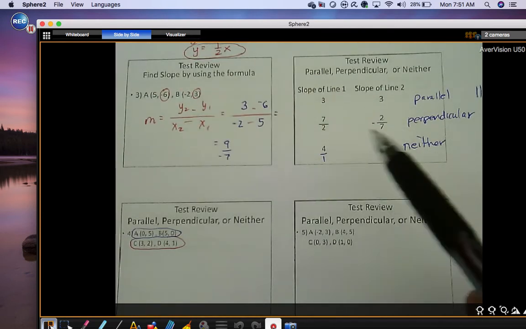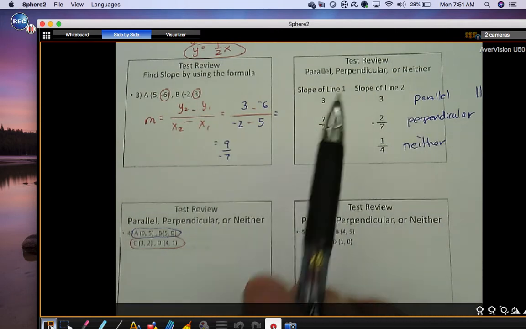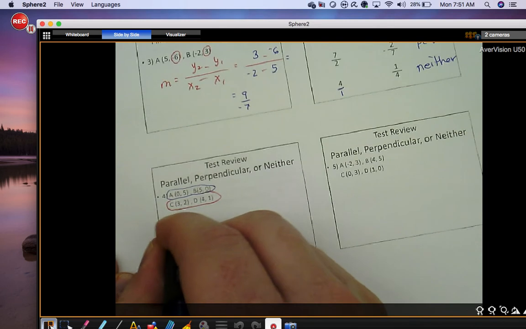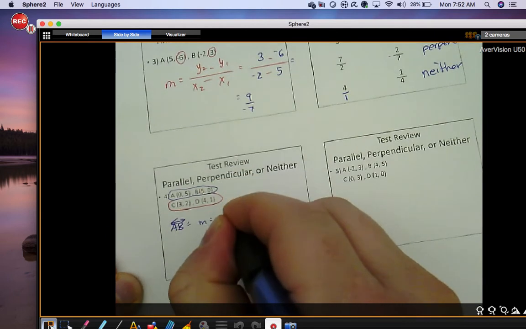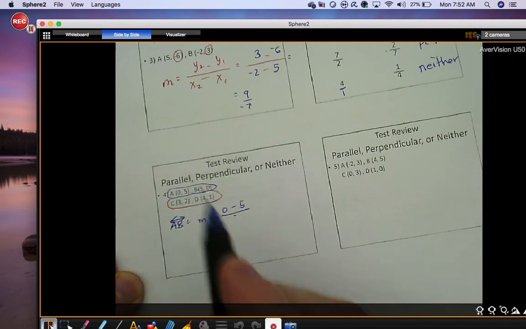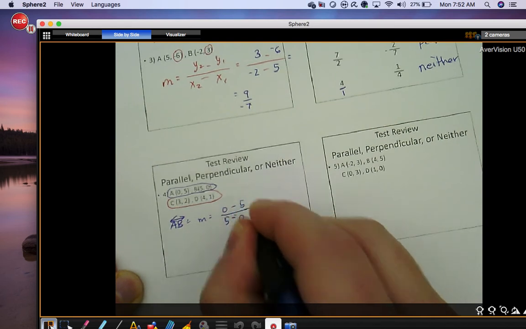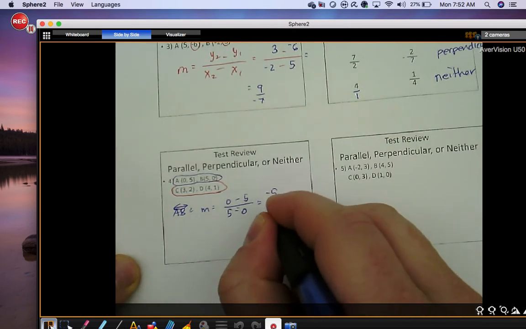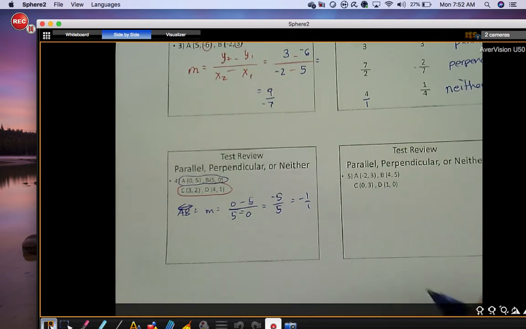So once you have these slopes, then you compare them. It's really like combining this problem and this problem together. So let's find the slope of line AB first. We're going to subtract the y values. I'll do 0 minus 5. Then I'm going to subtract the x values, 5 minus 0. 0 minus 5 gives me a negative 5, and 5 minus 0 gives me 5. That needs reduced. That's the slope of line AB.